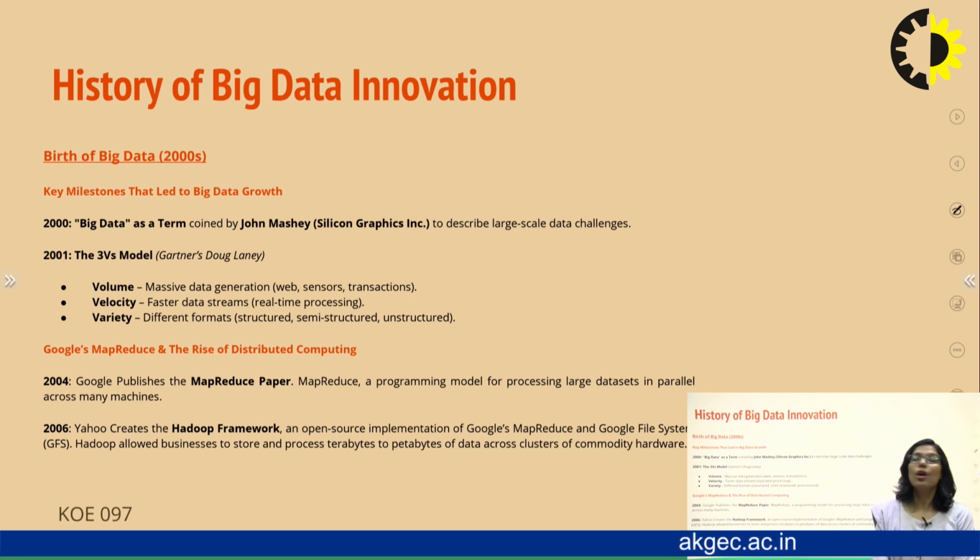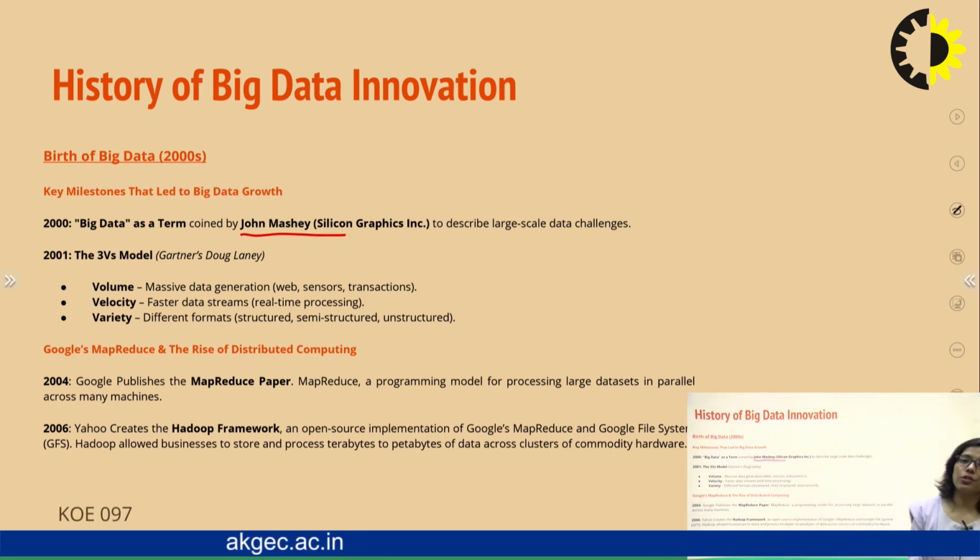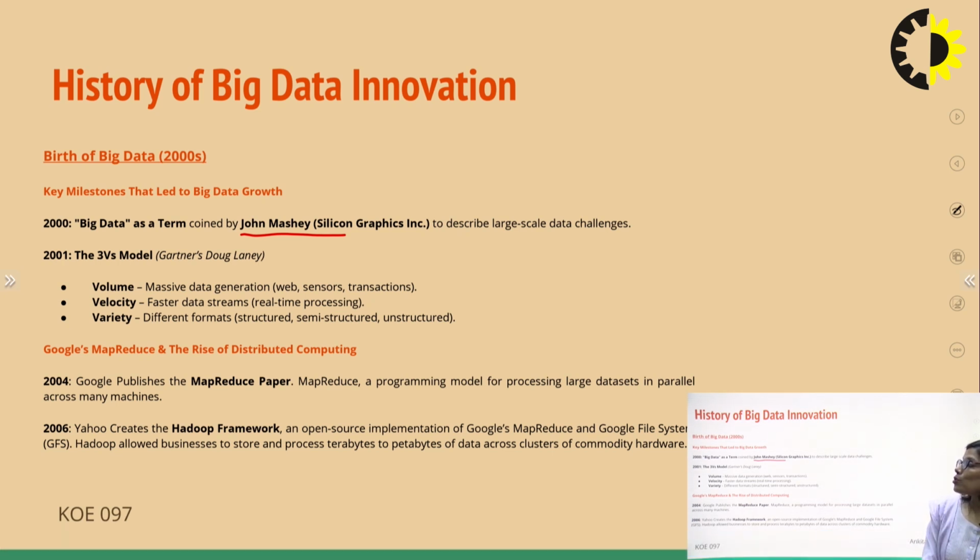So in the year 2000, the term big data was coined by John Mashey to describe large-scale data challenges. In 2001, Gartner's Doug Laney proposed the 3 V's of big data, that is volume, velocity and variety. Veracity and value were added later, but at that time only 3 V's were proposed.